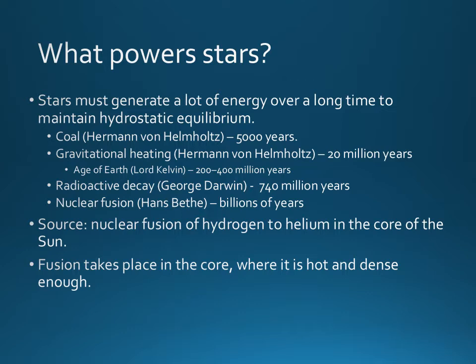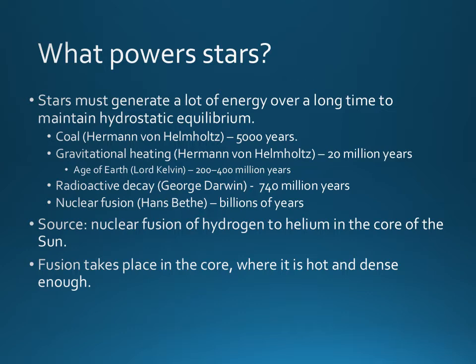Hermann von Helmholtz showed that if the Sun were powered by coal, it would last only about 5,000 years. In 1854, he said that the Sun's own gravity could supply an appreciable amount of energy. If the Sun were gradually shrinking, if all of its matter were gradually falling toward its center, enough energy could be released to keep it radiating for a fairly long time. He calculated this source could provide the Sun's energy for times of the order of up to 20 million years. But there was a problem.